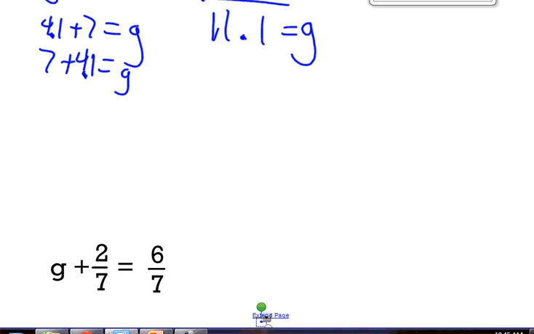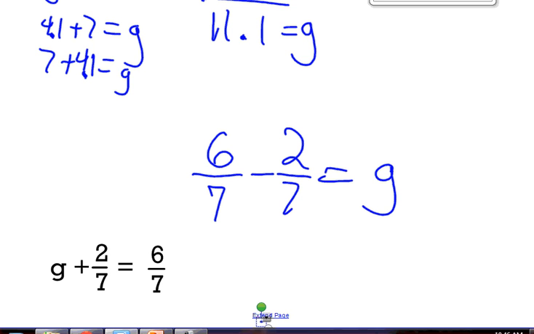So we see the problem down here. P plus 2/7 equals 6/7. We're going to rearrange this problem to be 6/7 minus 2/7 is going to equal p. And of course, if you solve, you're going to get an answer of p equals 4/7, right? Same denominator stays the same. Numerator minus numerator gives us our answer there.